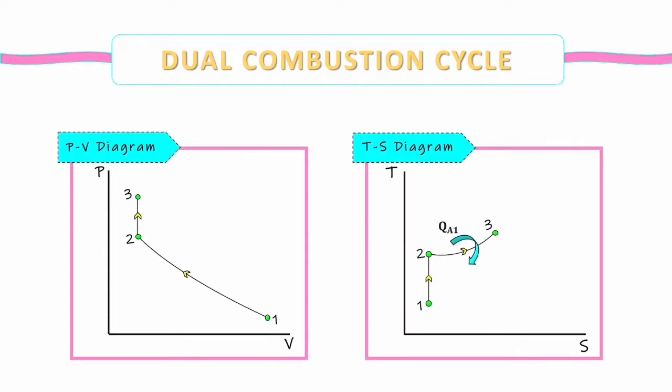Next is process 2 to 3, or isometric heat addition process. In this phase, there is a constant volume heat transfer to the air from an external source while the piston is at rest at top dead center. This process is similar to the isochoric process in the Otto cycle. It is intended to represent the ignition of the fuel-air mixture injected into the chamber and the subsequent rapid burning.